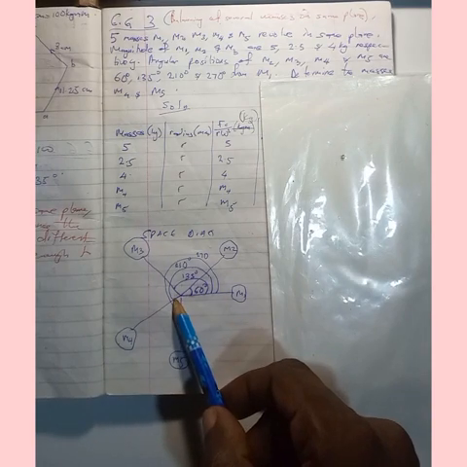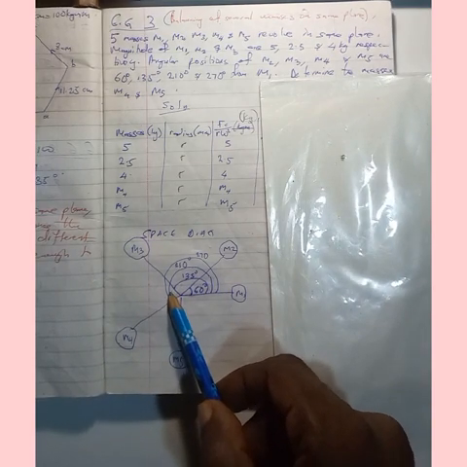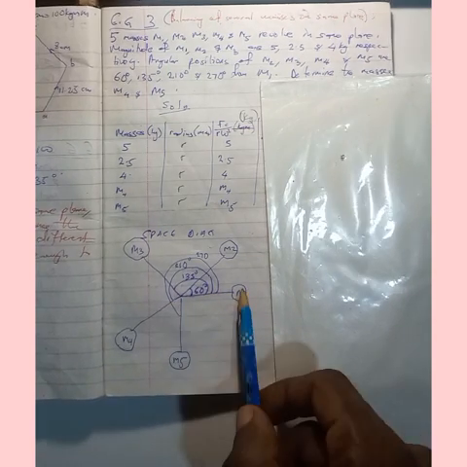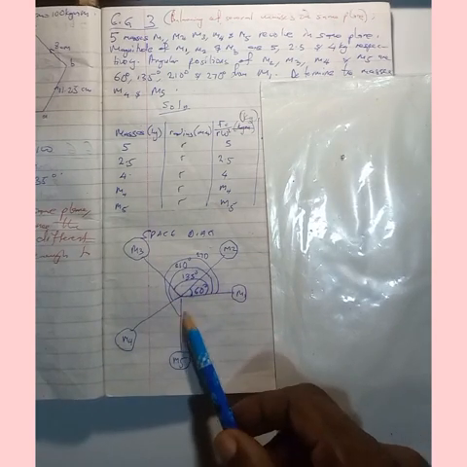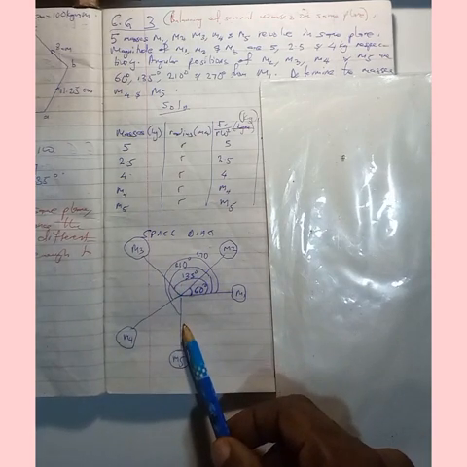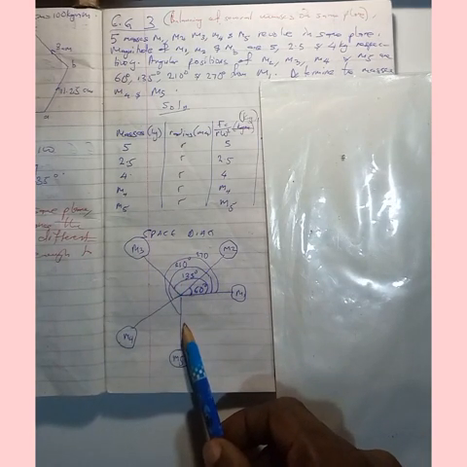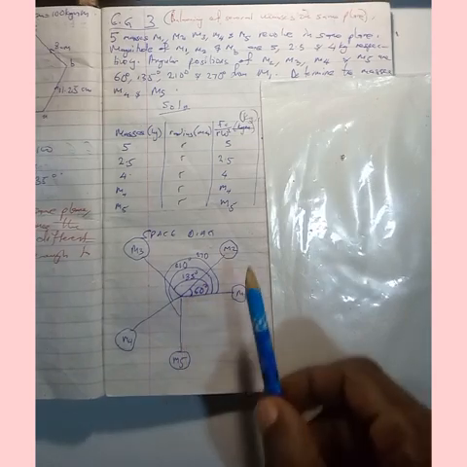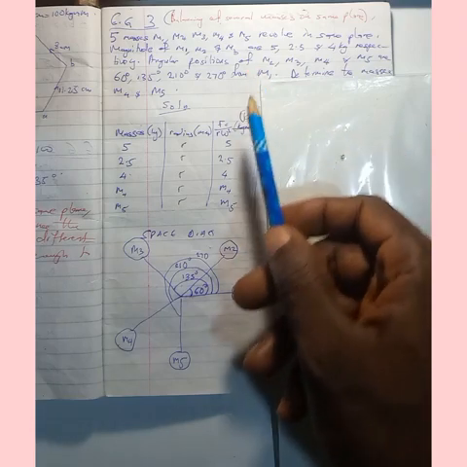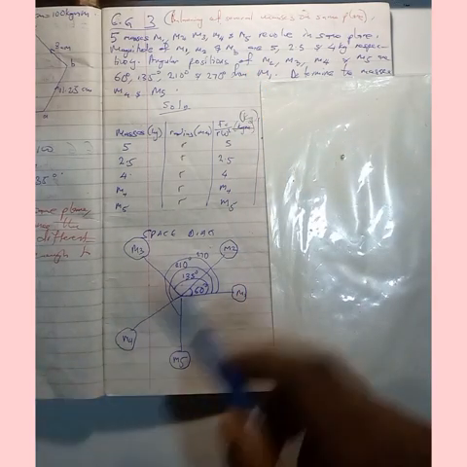M4 is at an angle of what? 210 degrees. So you can see it is at an angle of 210 degrees from M1. While M5 is at an angle of 270 degrees. Okay, so now we're not given R from the question. We're not given the radius of the crank from the question, so we need to make an assumption.